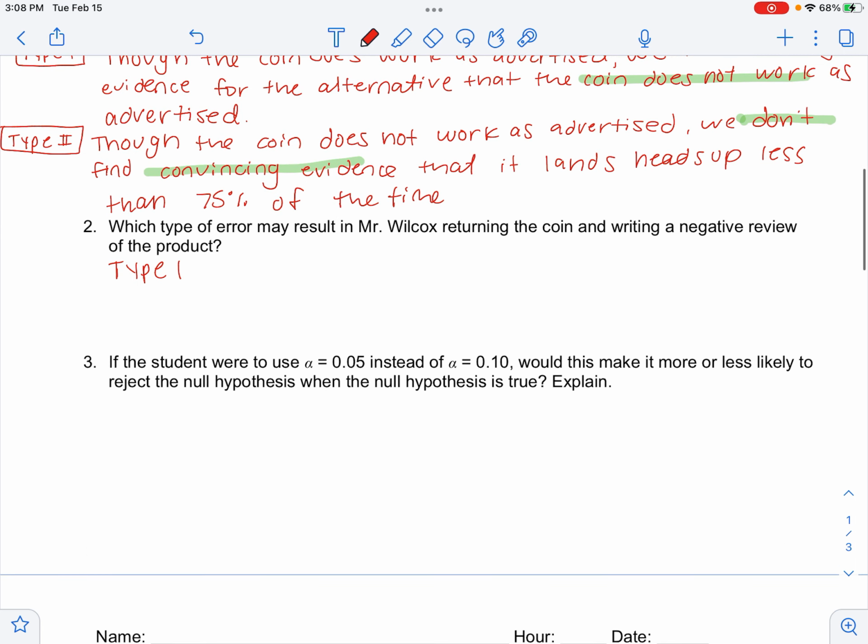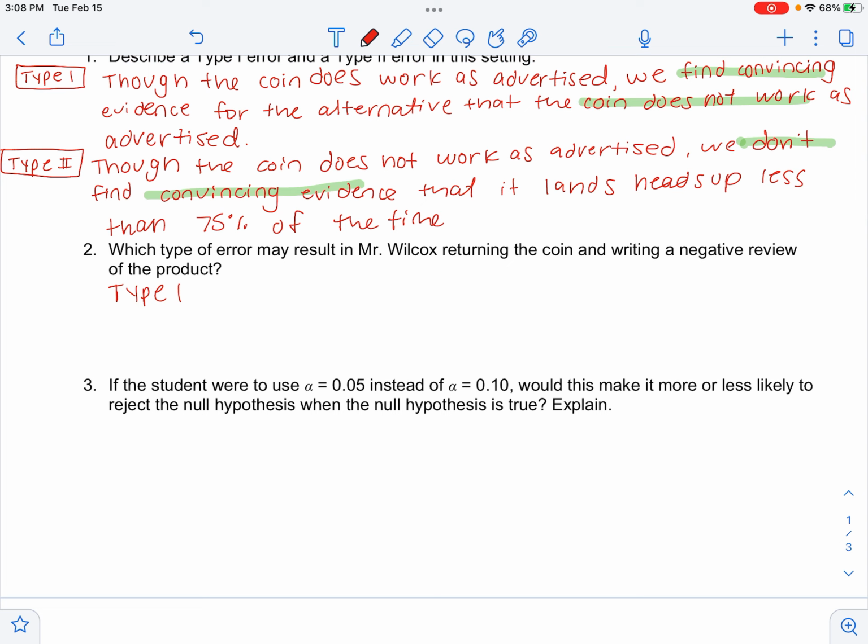Now, question 3, if the student were to use a significance level of 0.05 rather than 0.1, would this make it more or less likely to reject the null hypothesis when the null hypothesis is true? Explain. So let's say I start with this, right? That the significance level is 0.10. That means from 0 to 10%, we are going to reject the null.